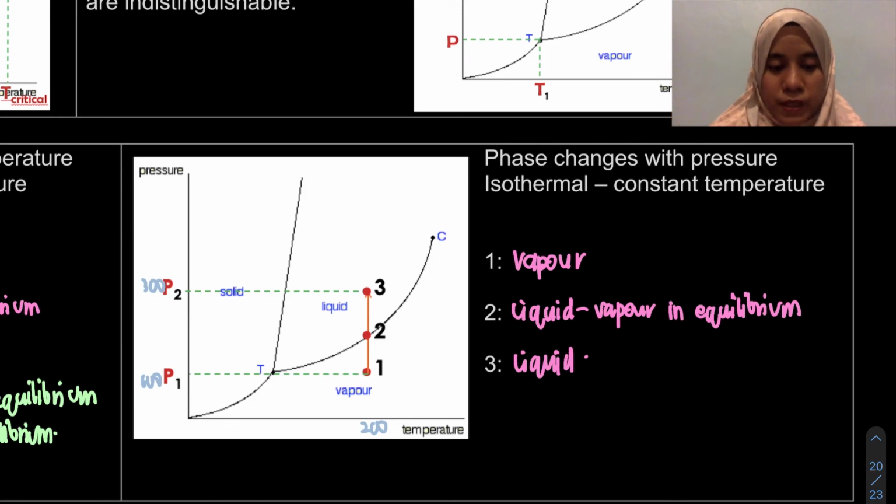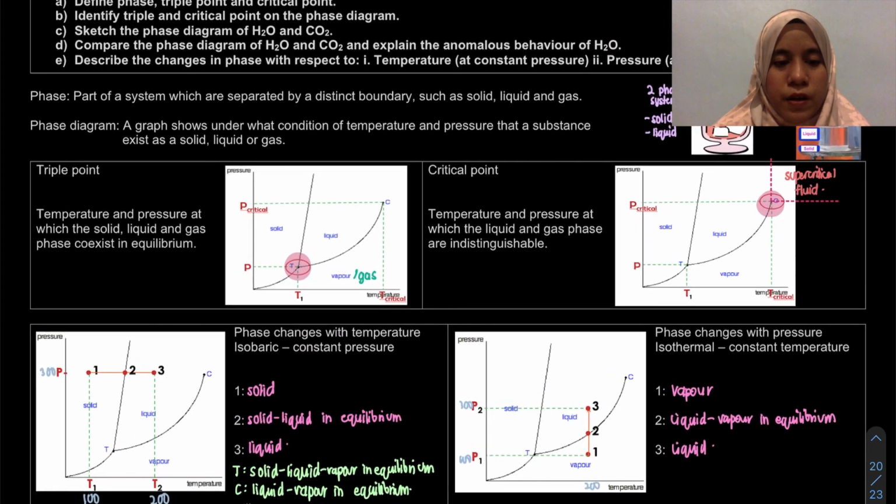For example, at a temperature of 200 Kelvin and pressure of 100 atm, it exists in vapor. Remember, a phase diagram is a graph that shows under what conditions of temperature and pressure a substance exists. So from those points we can know what it is here, here and here. Okay, so that's it for this video.